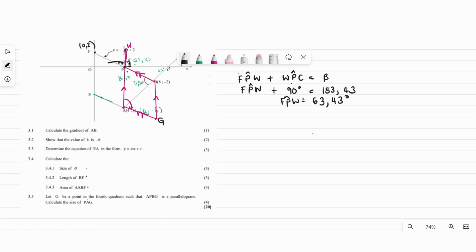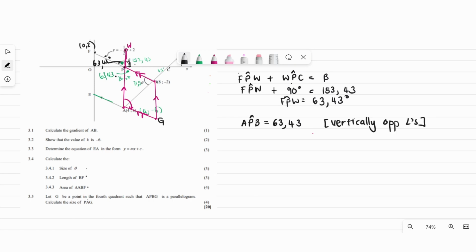So this angle is going to be 63,43 degrees. But this angle here, let me do it in green. This angle here is vertically opposite with this one. So this one is also 63,43, because that's vertically opposite angles. Let's write it down. So we know that angle APB is equal to 63,43, and your reason is vertically opposite angles.